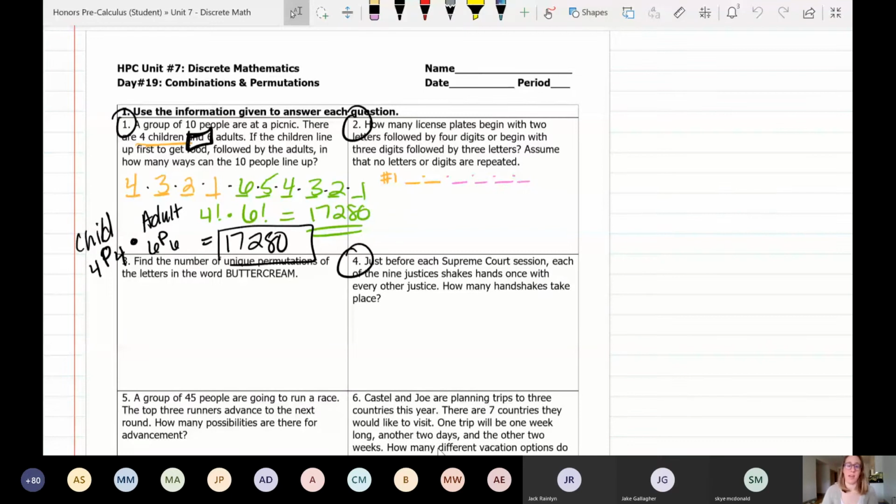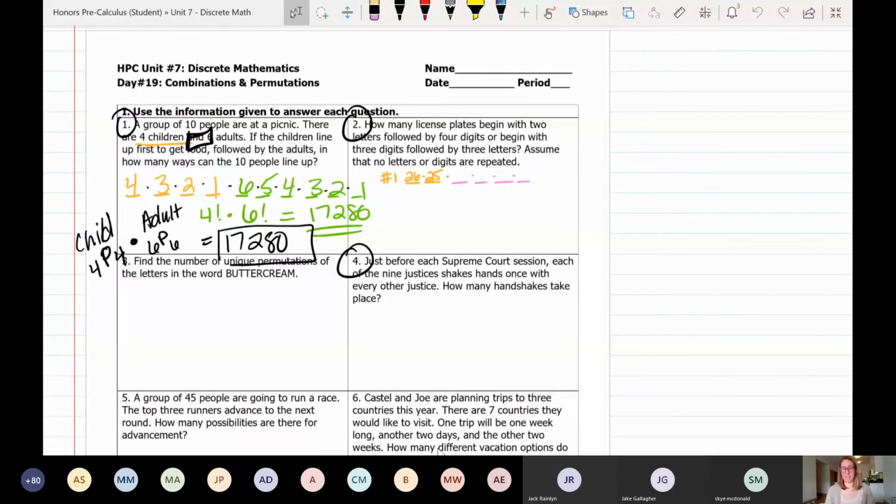All right, so then you say, okay, how many letters are in the alphabet? 26. All right. Now does it say if I can repeat or not? How many license plates begin with 2 letters followed by 4 digits or begin with 3 digits? Assume that no letters or digits are repeated. So I'm not allowed to repeat. So if I have 26 options for my first blank, I only have 25 options for my second blank.